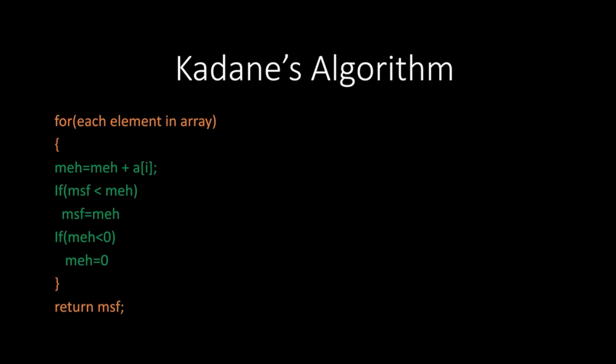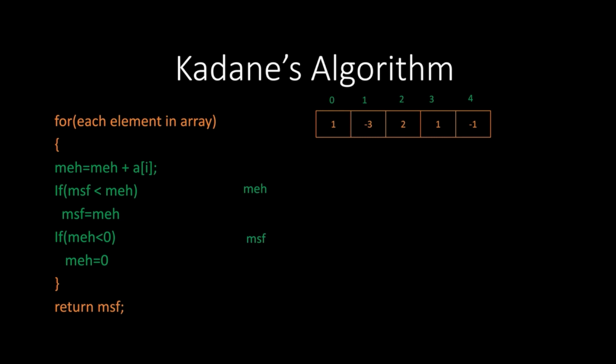So basically Kadane's algorithm is like this. We have to iterate through the array, and there are two variables used in Kadane's algorithm: MEH, which is maximum ending here, and MSF, that is maximum so far. Maximum ending here tells the maximum sum ending at the given index, and maximum so far gives the maximum sum we have found so far in the traversal. In the starting, maximum ending here is initialized to 0 and maximum so far is initialized to int min. Now we would start traversing.